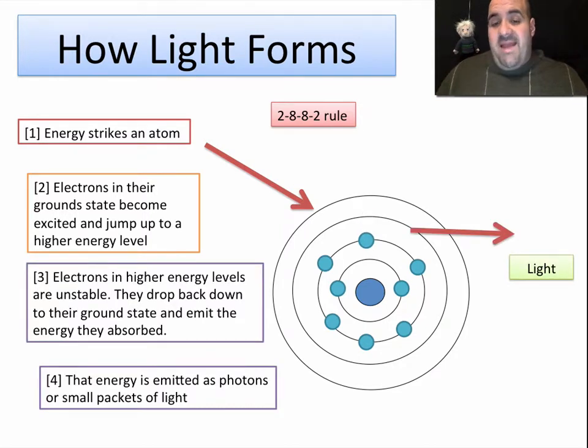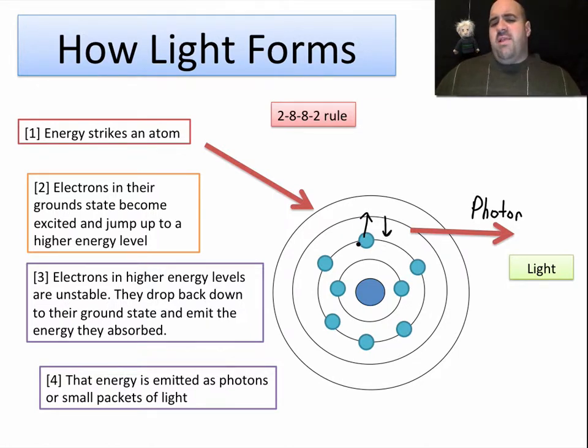And as they drop back down, they're going to re-emit that energy. And they actually emit a photon of light. A photon is the smallest packet or quantity of light possible. They're going to emit photons of light. Sometimes that light is visible. Sometimes we can see it. Sometimes we can't. But electrons jump up and they drop back down.